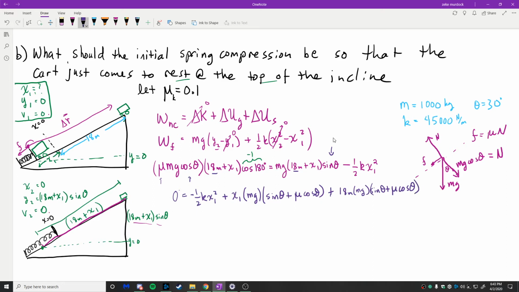Everything over here is negative, right? So when I move it to the right-hand side, it becomes positive. So like 18 times mu mg cos theta shows up right there. x1 times mu mg cos theta shows here. And then, yeah, so just grouping together terms. Make sure that you can follow the algebra there. I'll stop for a second. Does that make sense to you guys?